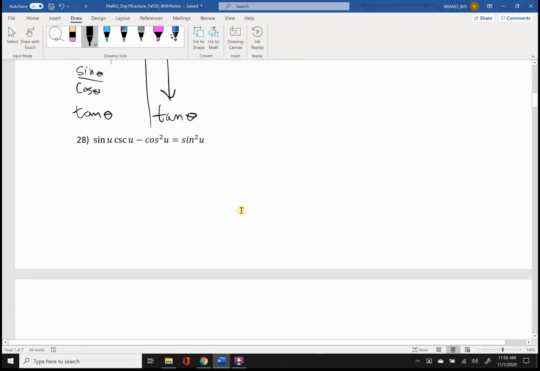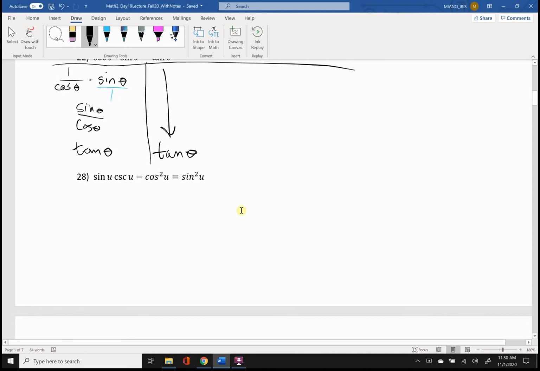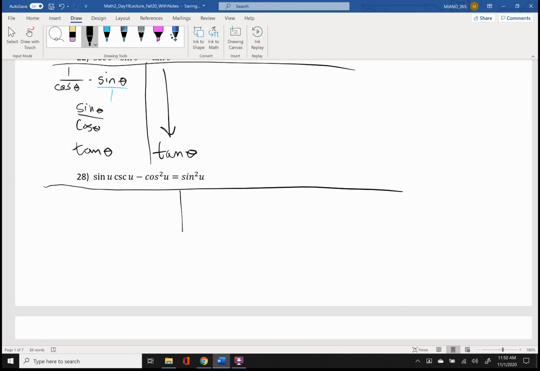So here's another identity that we need to establish: sine u times cosecant u minus cosine squared u is supposed to equal sine squared u. But how? Let's do this. I'm going to draw my horizontal line and a vertical line. I'm going to rewrite my cosecant u as 1 over sine u, and we'll see that something fun gets to happen there. So let's call it sine u times 1 over sine u minus the cosine squared u.